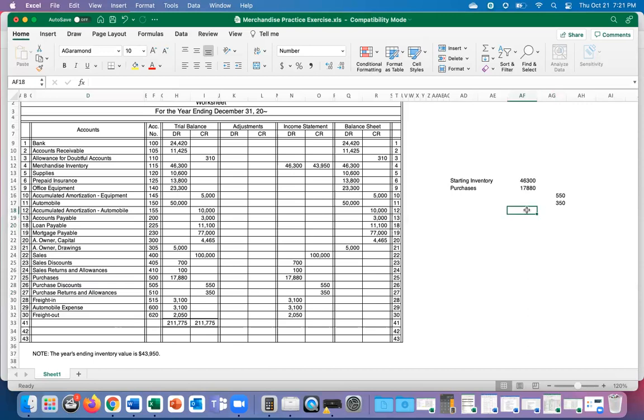And then we've got one more number that's going to affect our purchases, and that is the freight in. Freight in meaning the delivery price or the delivery cost that it took to get those sweatshirts from the wholesaler or from the manufacturer to our business. So this is the amount that we've paid in like delivery fees, essentially. And so we have to add that to our purchase number. And so that is $3,100.